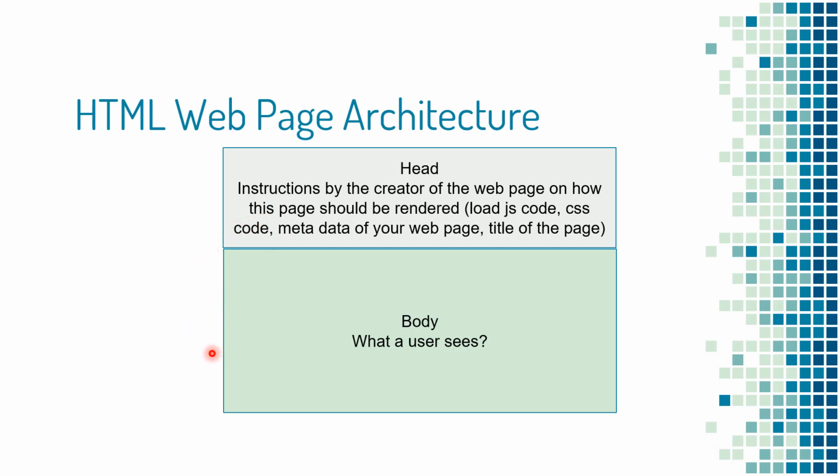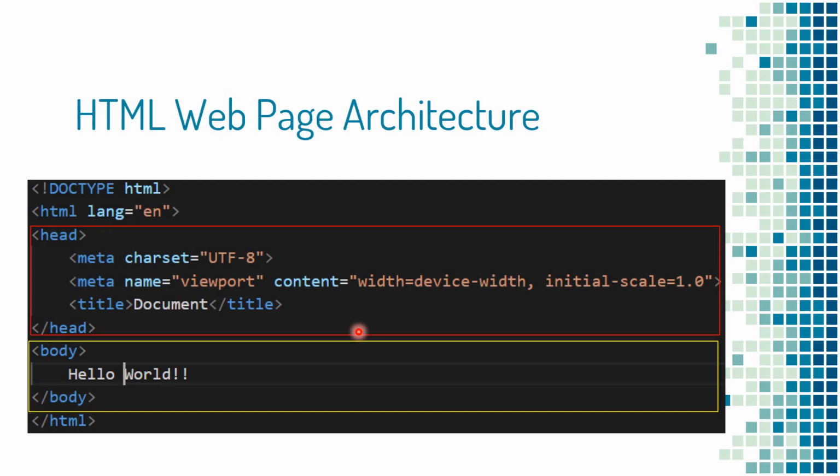The other part is the body of the web page. Everything the user sees should be implemented in the body section. Our focus in this module is on how to build the visual or basic components of your web pages. Okay, here's the code snippet for the web page architecture.